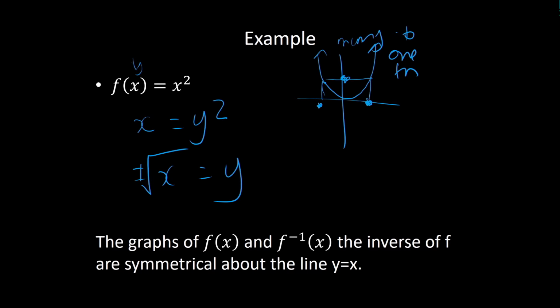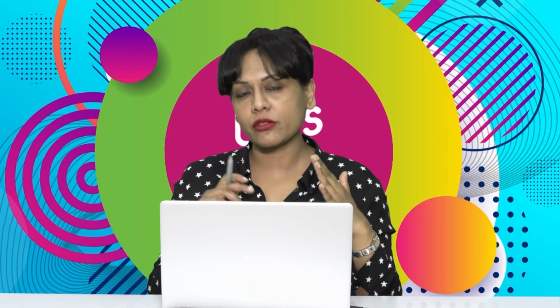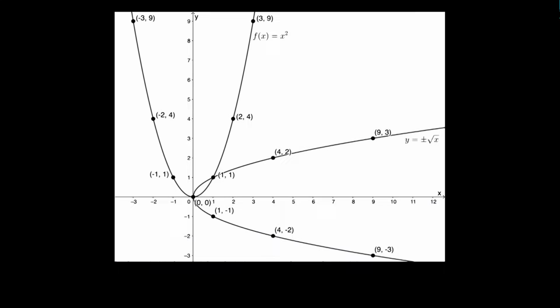Now, remember that the graphs of f of x and f inverse of x, which is the inverse, are symmetrical about the line y is equal to x. So what that means is each point along those two graphs, f of x and f inverse of x, the x and y values swap around because y is equal to x. This y is equal to x, we call it the axis of symmetry.